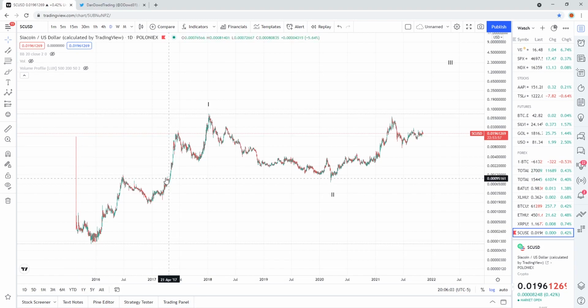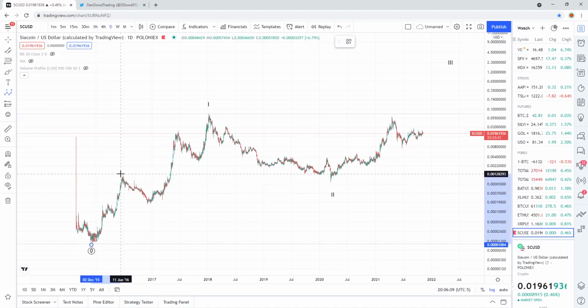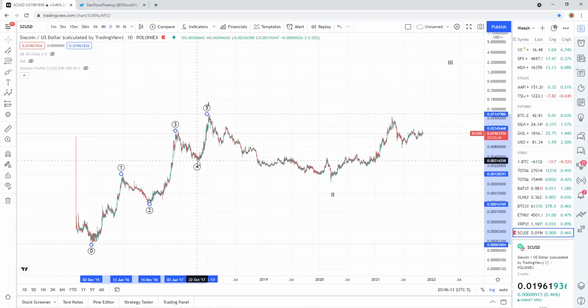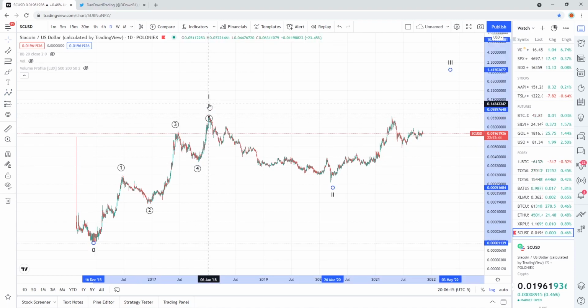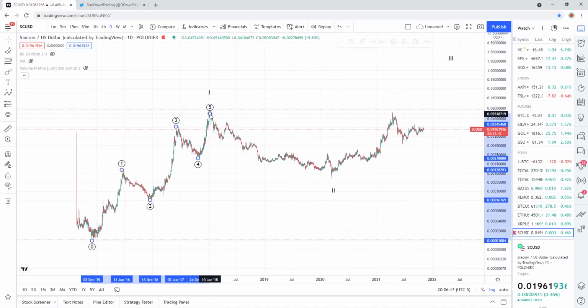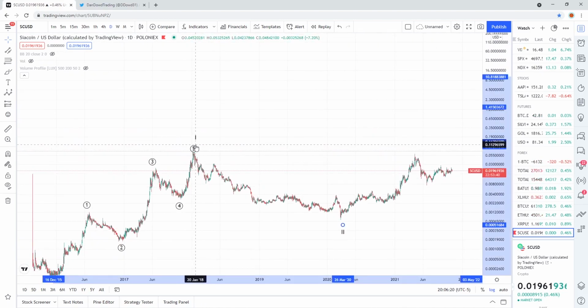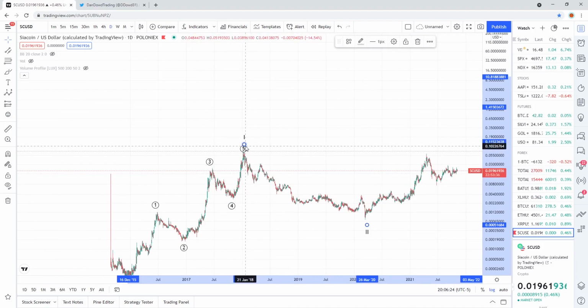So the first thing that I wanted to show you guys is my Elliott wave count on Siacoin. And I'm going to go way back into 2015. As you can see, we had 5 waves up to the primary degree. This has very nice Elliott wave structure for such a cheap cryptocurrency. So I do believe that the top of cycle wave 1 came in at around January 2018.